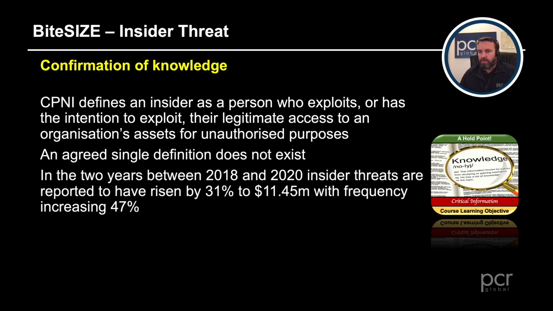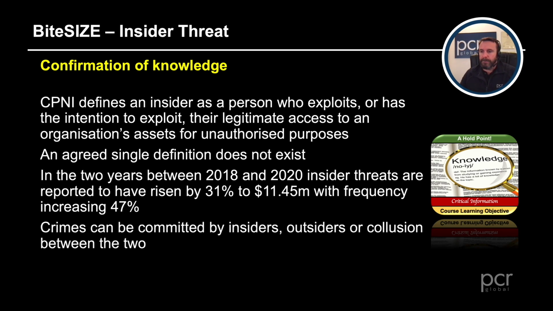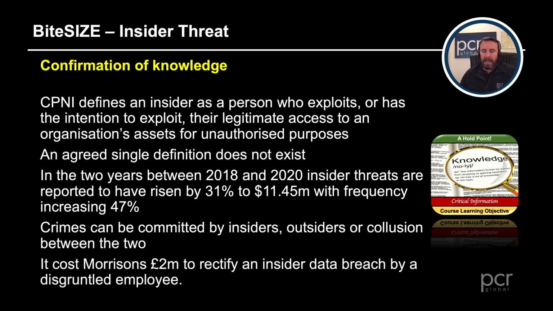Looking back to the costs, between 2018 and 2020, insider threats are reported to have risen by 31%, with the frequency also increasing by 47%. Remembering crimes can be committed by insiders, outsiders, or collusion between the two groups. And it's good to remember that Morrisons' insider threat cost them £2 million to clean up that mess. Obviously, that data breach was by a disgruntled employee who was an auditor. Ultimately, if they'd have done more, potentially they may have been able to prevent that.